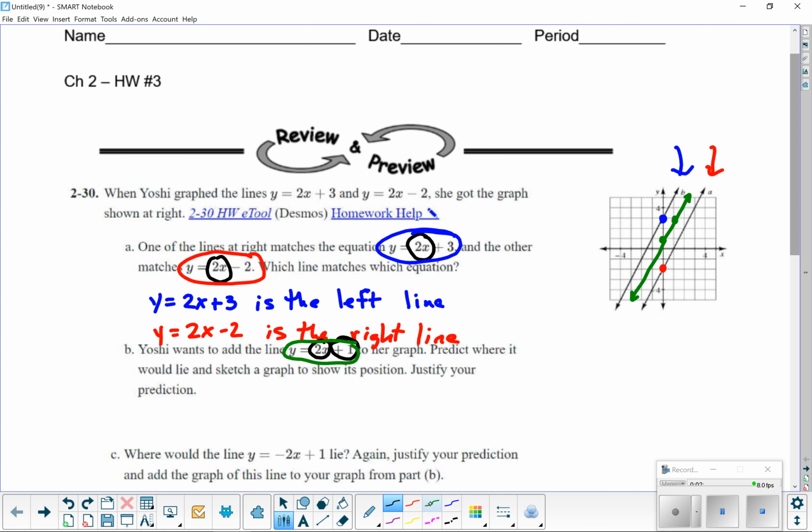So I'm going to say something like, y equals 2x plus 1 lies between y equals 2x minus 2 and y equals 2x plus 3.